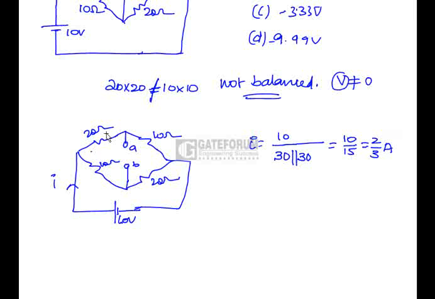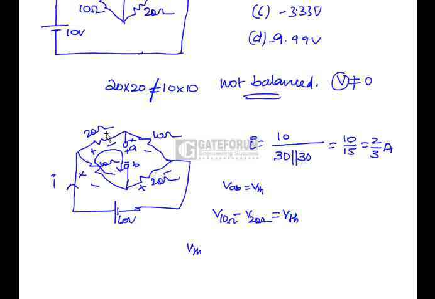Now mark the drop terminals of the current. Here the current drop terminals are plus and minus. Similarly, across the 10 ohms is plus and minus, and across the 20 ohms is plus and minus. Now VAB is equal to VTH. Let us take A at higher potential and B at lower potential. Now write KVL in this loop. V across 10 ohms minus V across 20 ohms is equal to VTH.